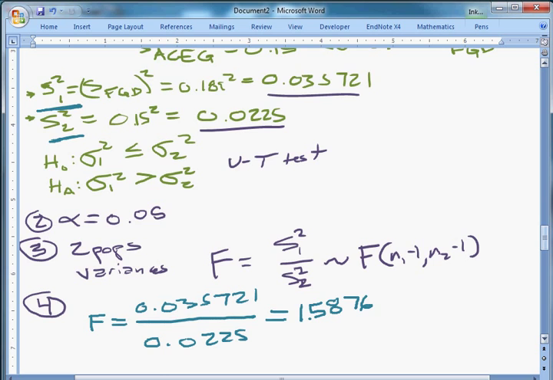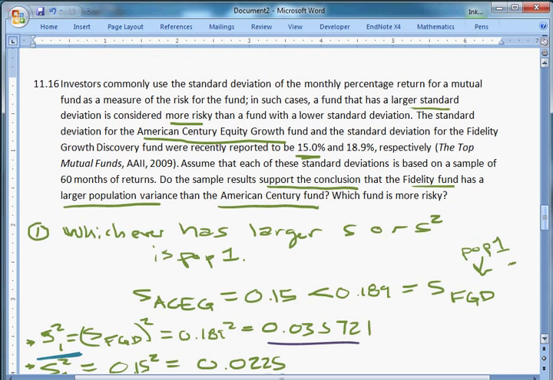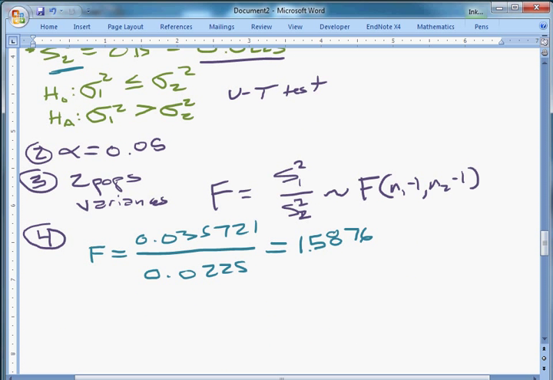Oh, that's right. I forgot about this. Okay. This question, the way that the book gives it, asks us to use a sample of 60 months of returns. I'm going to make an executive decision. N1, N2, the way the question gives it, 60. I'm going to scrap that. I'm going to say pretend they're 61.